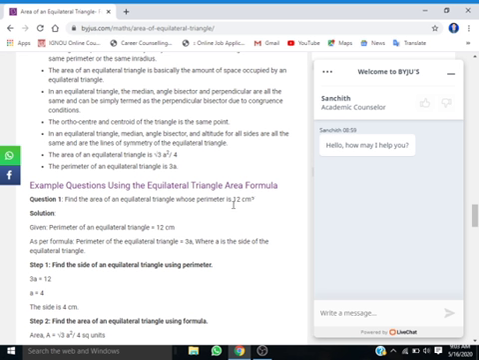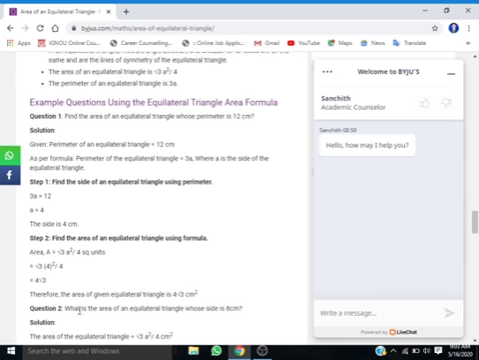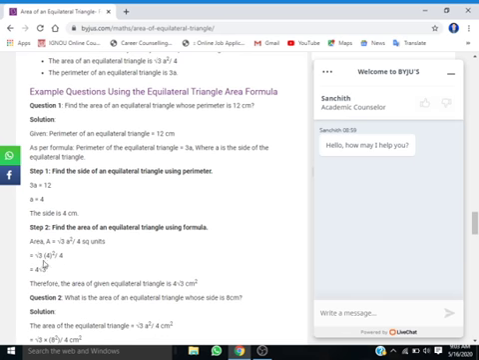So 12 centimeters is the given perimeter, and the formula for the perimeter of an equilateral triangle is 3 times A. So in step 1 we equate 3 times A equal to 12, and A becomes 4. In the second step, the calculation of area is root 3 by 4 into side square, with side equal to 4 centimeters, so we take the square of 4. After calculation we get 4 root 3. So this is your final answer.